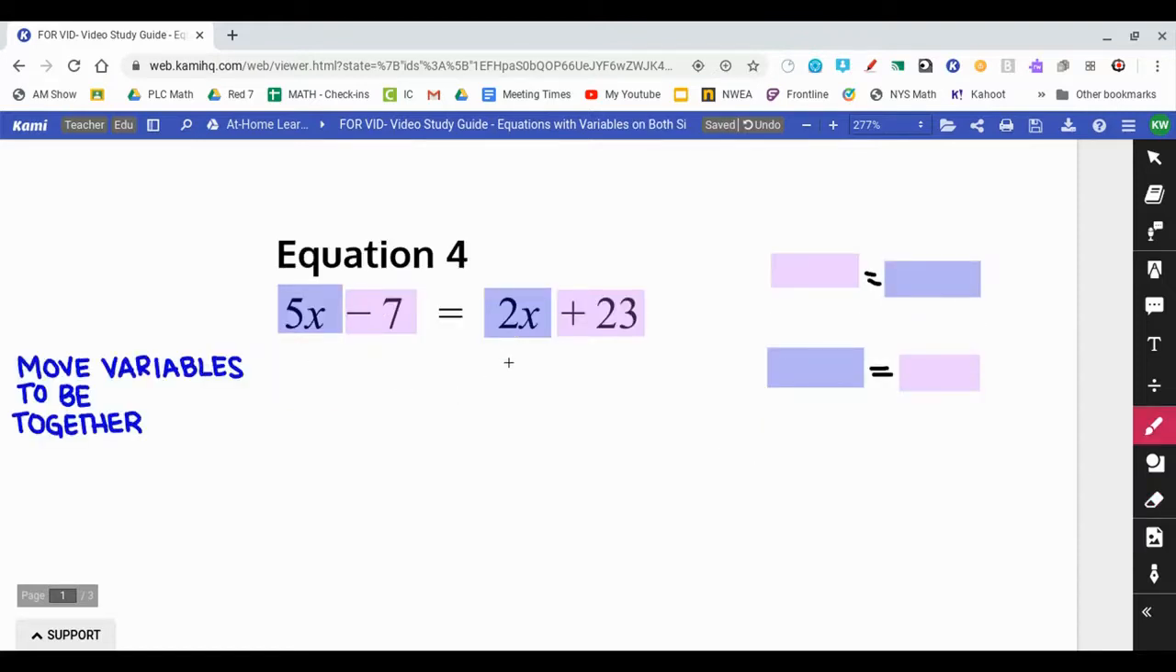The first thing I do is I move the variables to be together. Usually I find the variable with the smaller coefficient and I move that one over. So in this example, 2x is the smaller coefficient. So I'm going to subtract 2x from both sides.